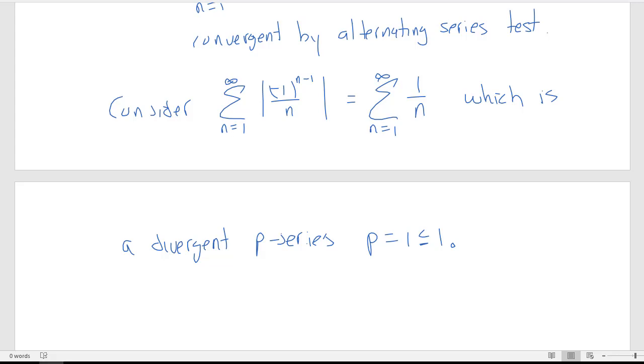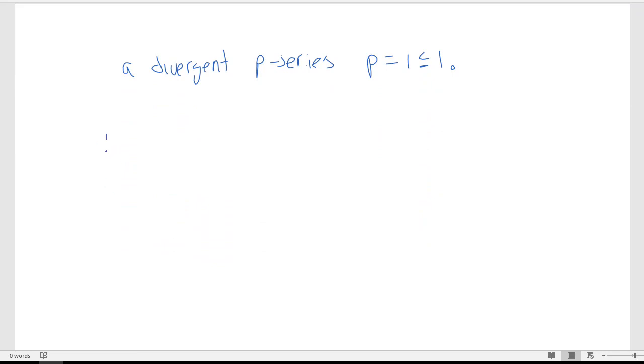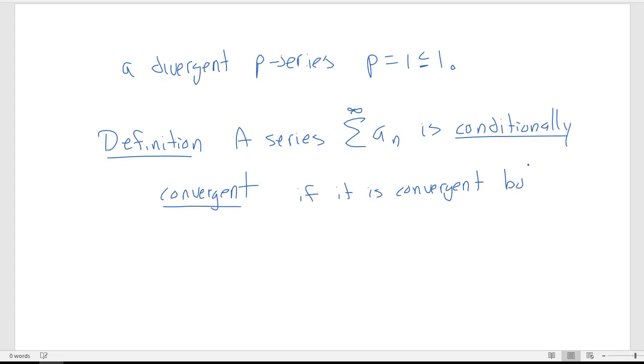Okay, so we're going to introduce another definition, for the term conditional convergence. I'm going to say that a series, the sum of a sub n, in generic form, is called conditionally convergent. That's the term we're defining here. So the series is called conditionally convergent if it is convergent but not absolutely convergent.